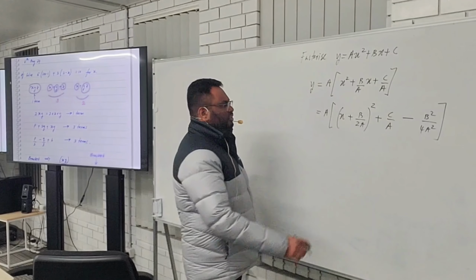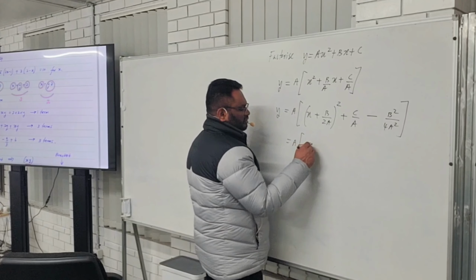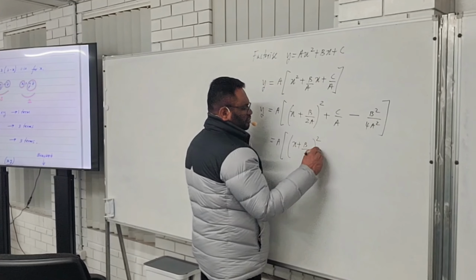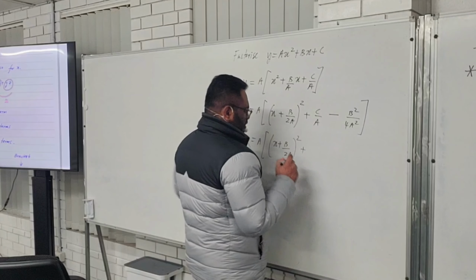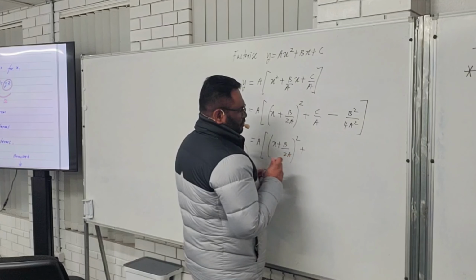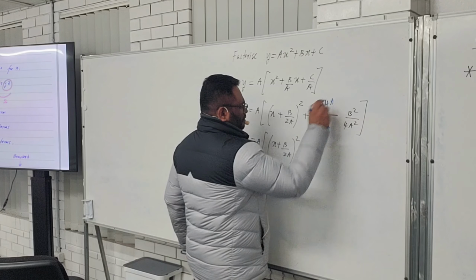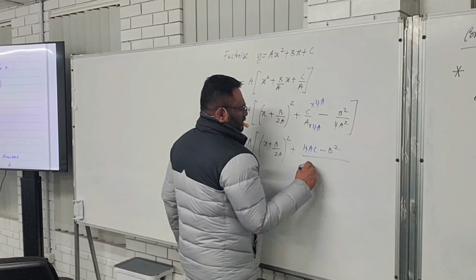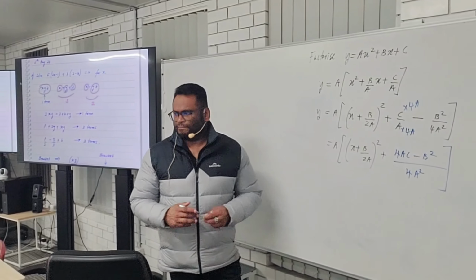Yeah. So this is going to be a times x plus b divided by 2a, squared, plus, now you get the common denominator here. To get the common denominator, you multiply this by 4a and you multiply this by 4a. So if you do that, you get 4ac minus b squared divided by 4a squared. Yes. Right?